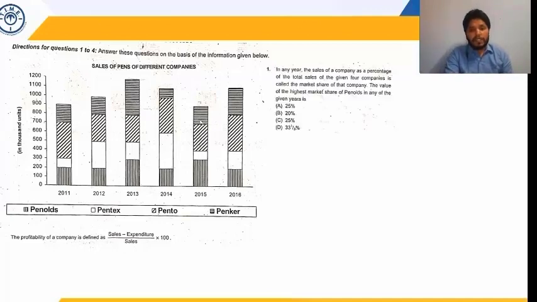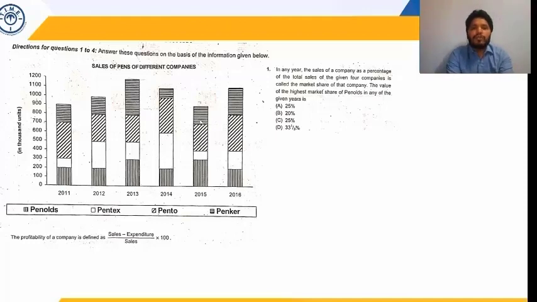So our question number one says, in any year, the sales of a company as a percentage of the total sales of given four companies is called the market share of that company. The value of the highest market share of Penoids in any of the given years is how much percentage? The first question is giving you some information about the market share of the company. So what is market share of any company?